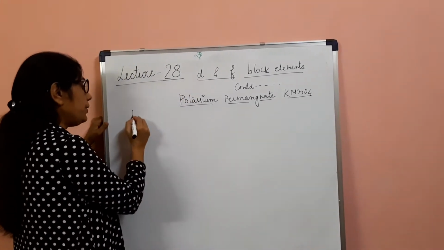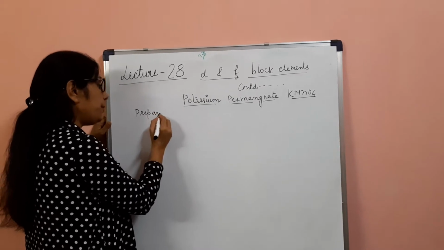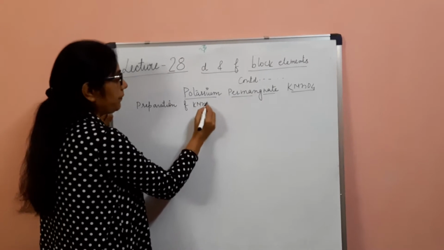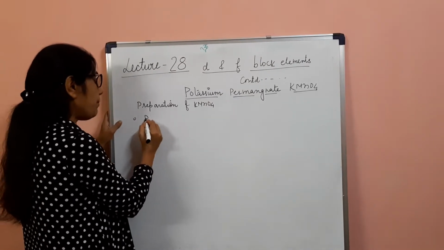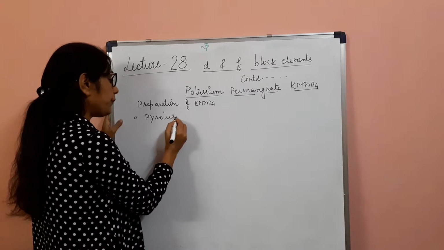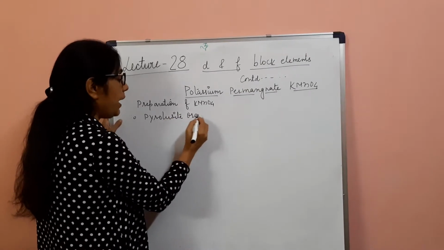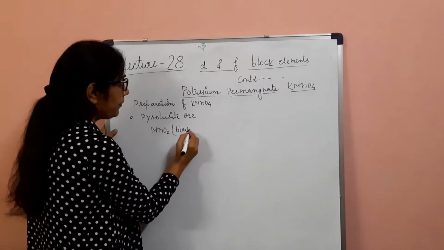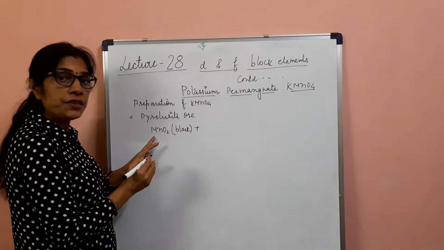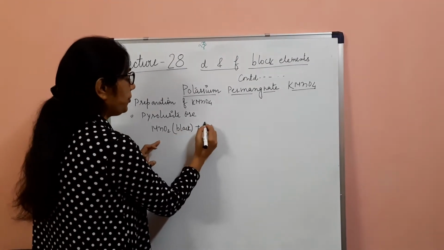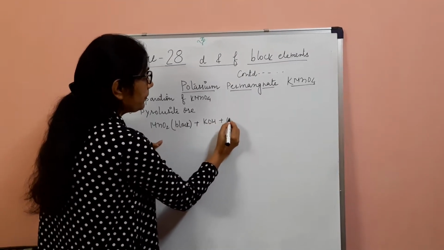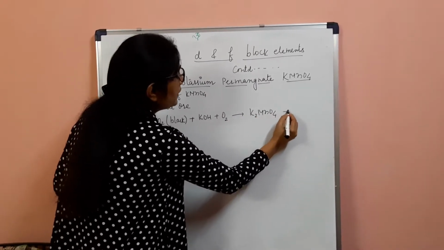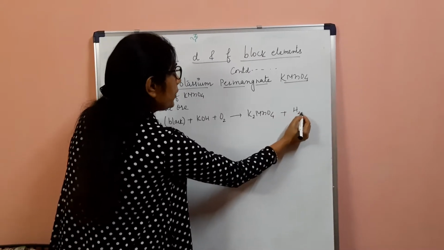Okay, now first of all, preparation of potassium permanganate. First is from pyrolusite ore. Pyrolusite is manganese dioxide. It's a black colored solid. So when manganese dioxide, this pyrolusite ore, is fused with an alkali, first of all it gives green mass of potassium manganate.